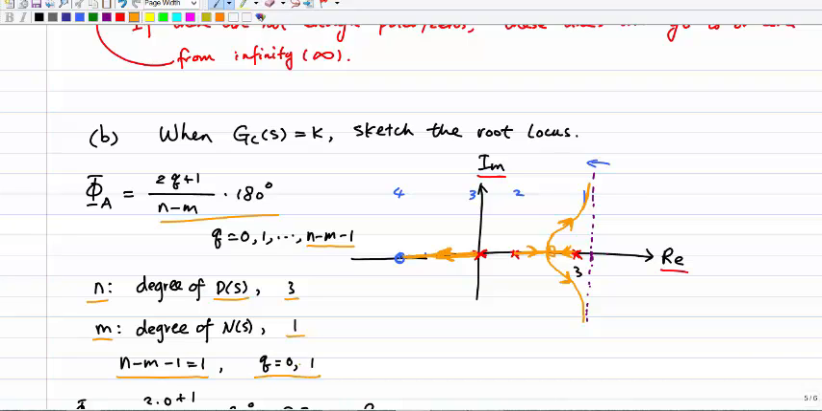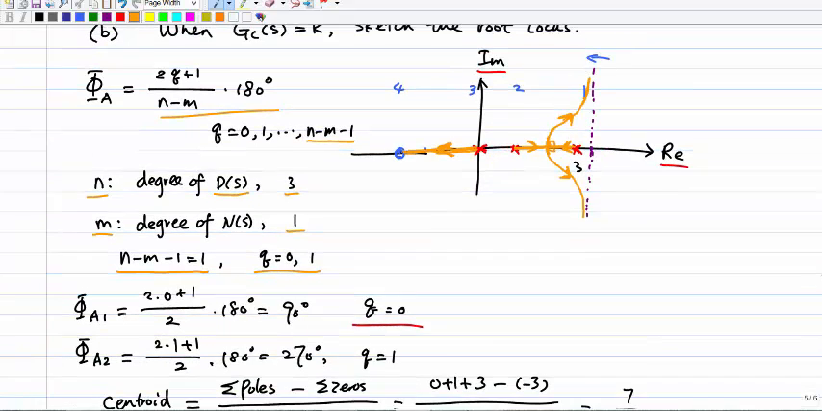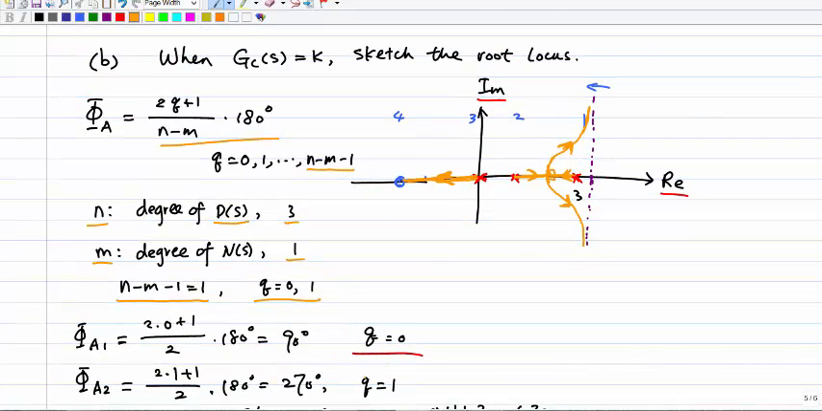That's reasonable because I have two lines that will go to infinity, so I need two angles. To compute the angles, you just replace q by 0 and q by 1 and calculate the two values. I don't want to repeat that here. One of the angles is 90 and one is 270 degrees, so one is going up and one is going down.